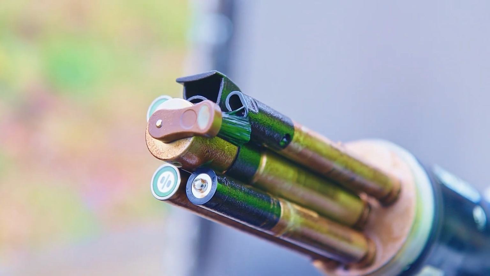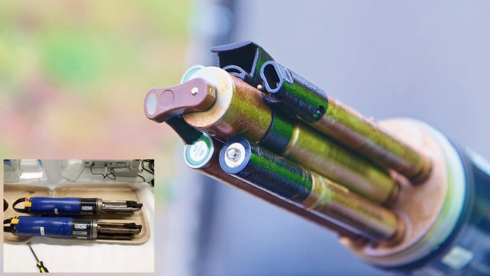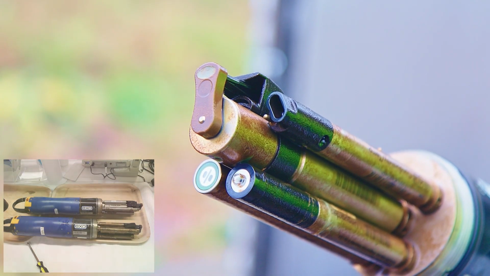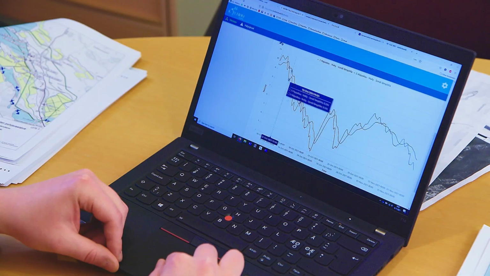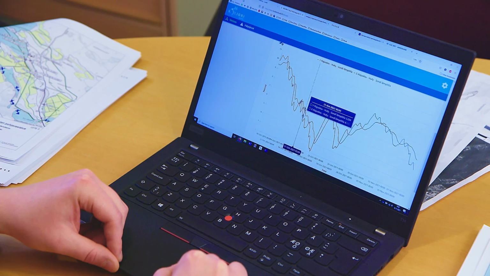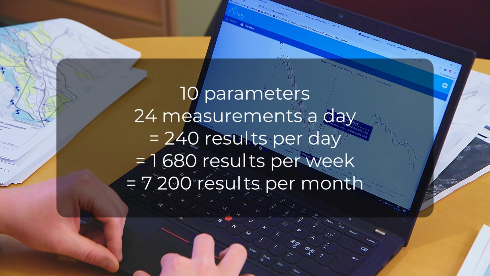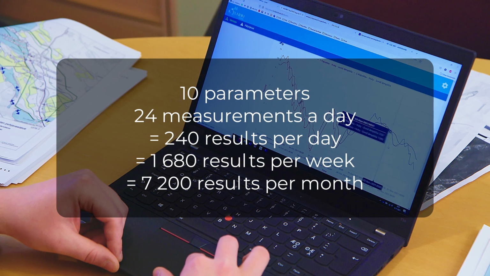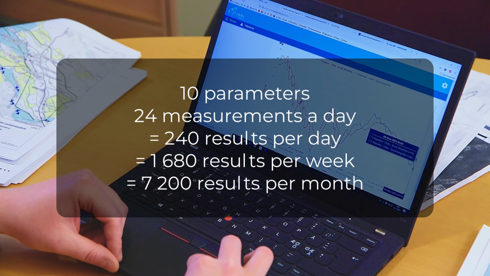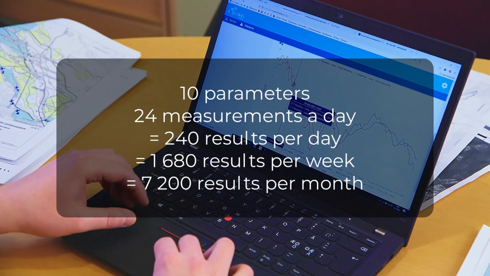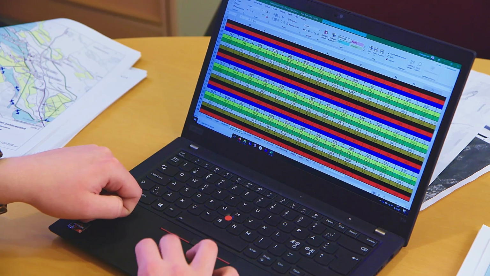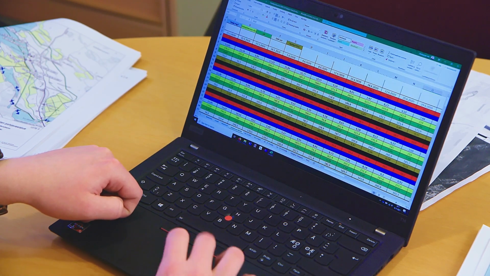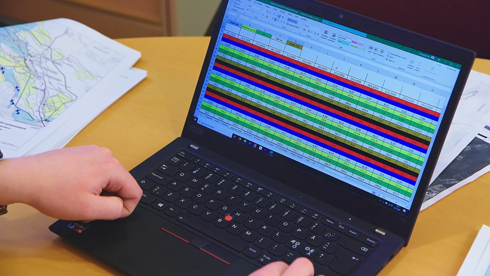Just like field meters, continuous meters should also be calibrated and verified by other methods, often enough to ensure high-quality measurement results. Continuous meters provide huge amounts of measurement results. For example, if there are 10 measured parameters and the device takes 24 measurements a day, this means 240 results per day, 1,680 results per week, and 7,200 results per month. Enough time and know-how should therefore be reserved for processing, examining, and interpreting the results. As with field meters, obvious errors in measurement should be identified and eliminated.